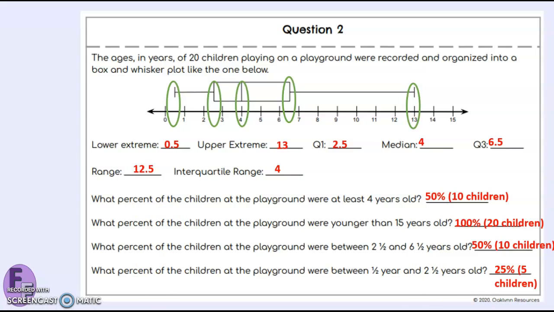Complete the next 3 questions on your own. Take a picture and submit it for your classwork assignment.